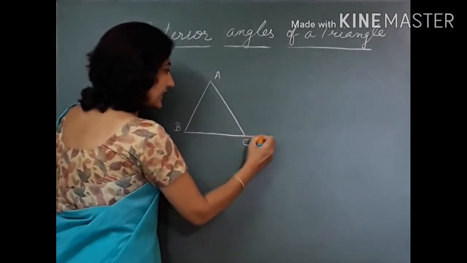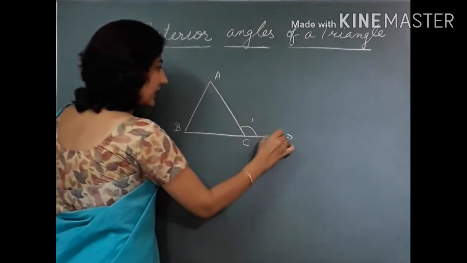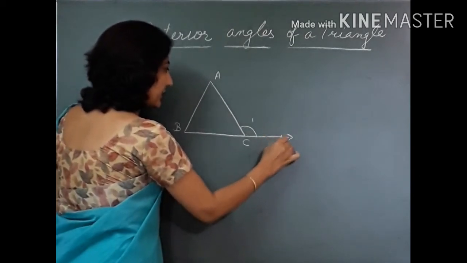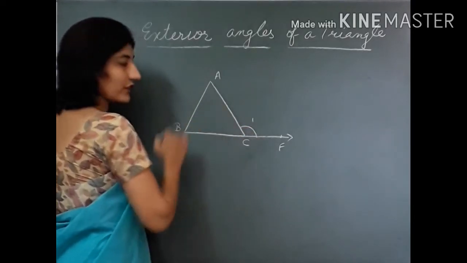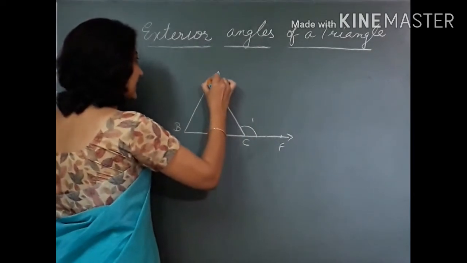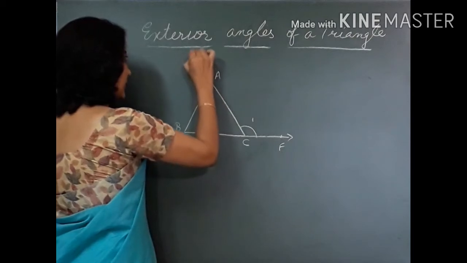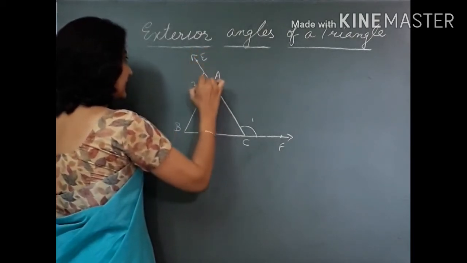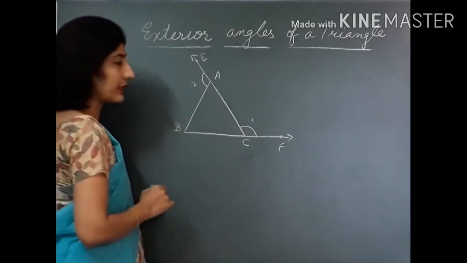When I extend this BC, here this angle, here if you extend it, you can name it as point F. So this angle 1 is exterior of this triangle ABC. Similarly, if I extend the side CA, this angle 2, here you can name it as say E. This angle 2 is the second exterior angle of this triangle ABC.